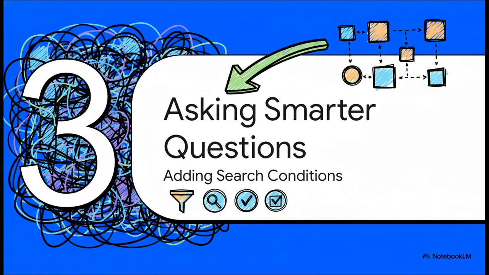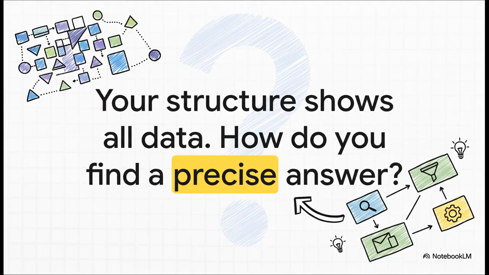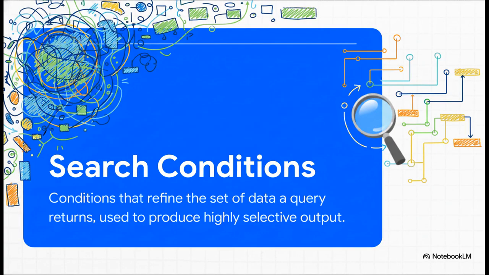The real magic happens when you start filtering out all the noise to find the specific answers you're actually looking for. Right. Let's stick with our map analogy. Your structure shows you all the possible roads you could take, but you don't want every road, do you? You want the fastest, most direct route to your destination. So how do you find it? Well, the answer is search conditions.